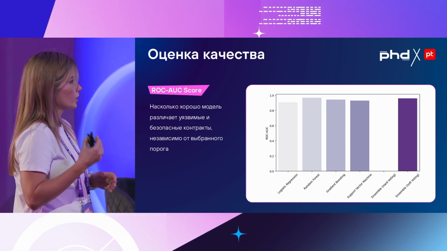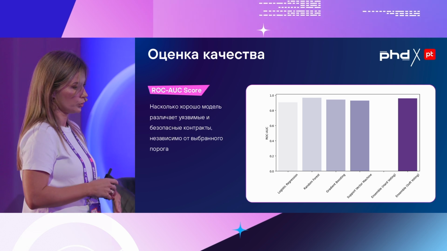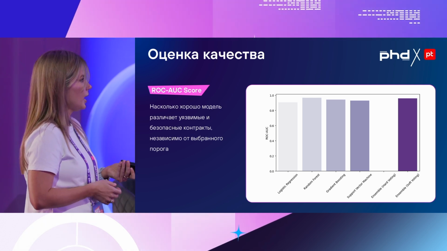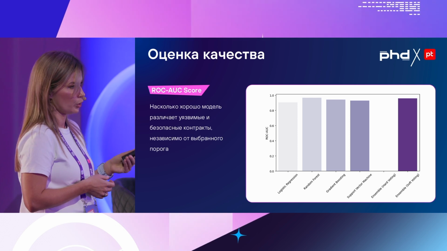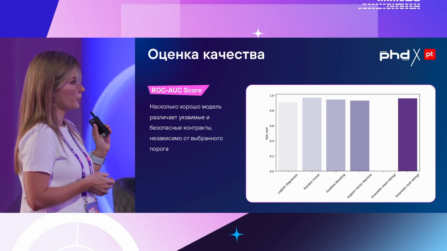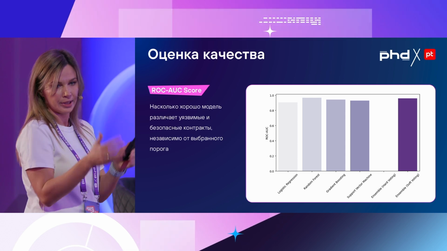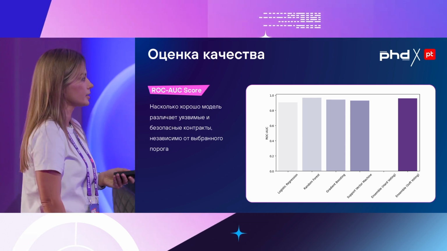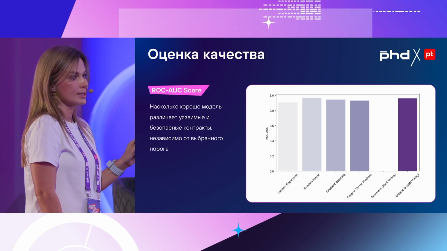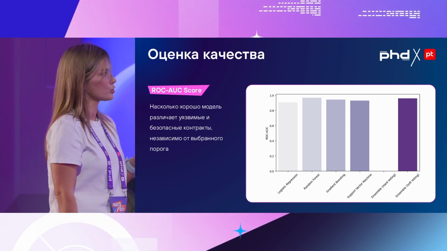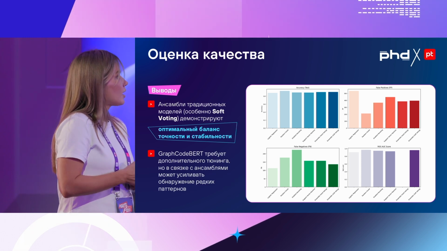And ROC-AUC showed us how well the product works, how stable it is. For example, hard voting didn't give us any probability. It's yes or no. Soft voting gave us good results. The top result is one.